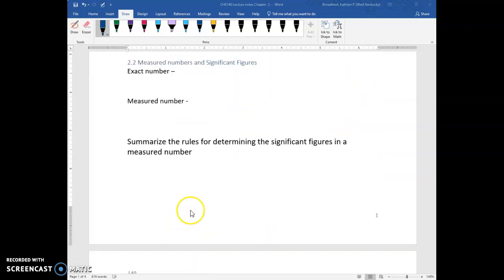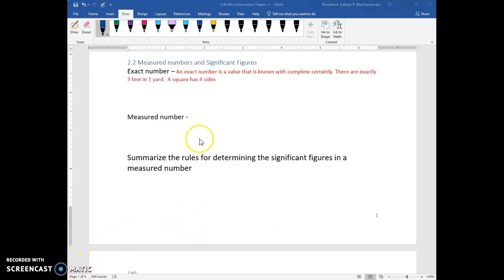So in this section, we're going to talk about measured numbers and exact numbers. So some numbers are exact numbers. These are numbers that we know with complete certainty. There are exactly 3 feet in 1 yard. A square has exactly 4 sides. We know those numbers with complete certainty. But we also have measured numbers. And a measured number, unsurprisingly, is obtained by measuring. And it has an estimated amount.